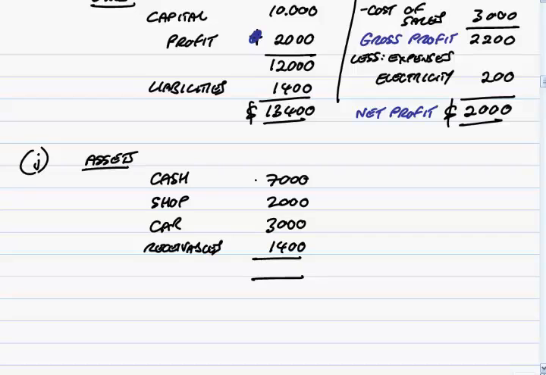So two effects. Beg your pardon, the cash has increased because we received money. The other effect, receivables fell. They owe us less. But the total assets, 13,400.